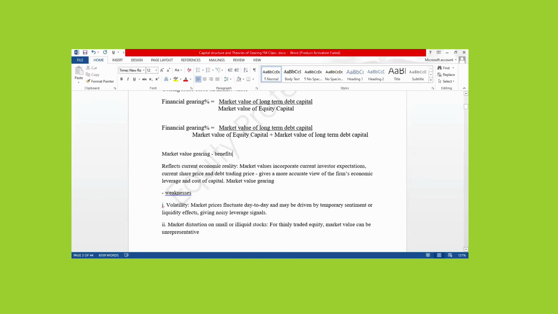So please, in summary, if you are to calculate financial gearing, you may be asked to calculate using the book value approach or the market value approach. But please note, financial gearing should be calculated using the market value approach, unless the examiner states otherwise. Don't forget, financial gearing is used to measure financial risk.